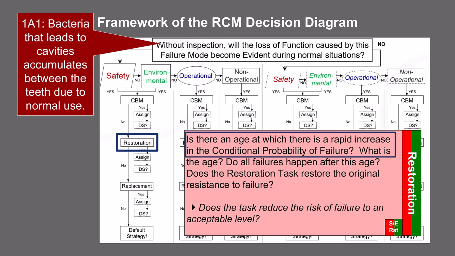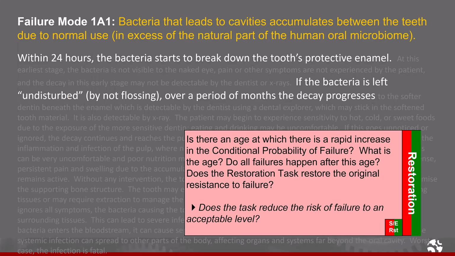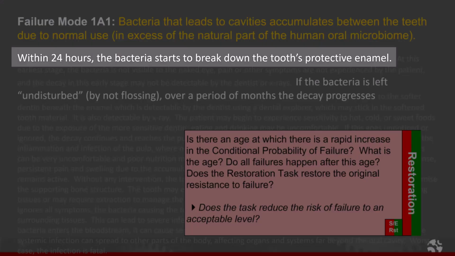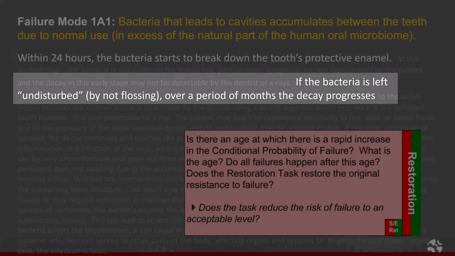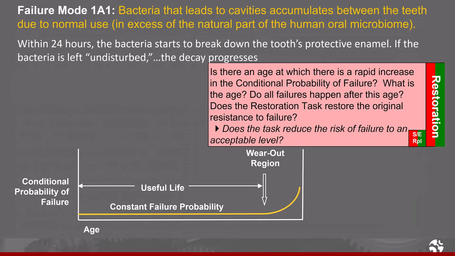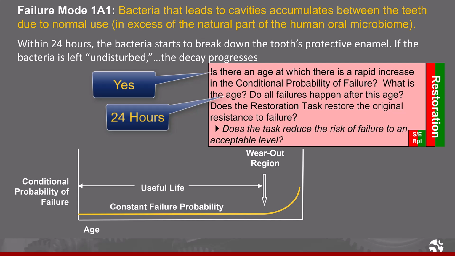Is there an age at which there is a rapid increase in the conditional probability of failure? Well, let's refer back to our failure effect. Remember we said that within 24 hours the bacteria starts to break down the tooth's protective enamel? And if the bacteria is left undisturbed by not flossing, over a period of months, the decay progresses? So yes, there is an age at which there is a rapid increase in the conditional probability of failure. What is that age? It's 24 hours. That is the useful life.